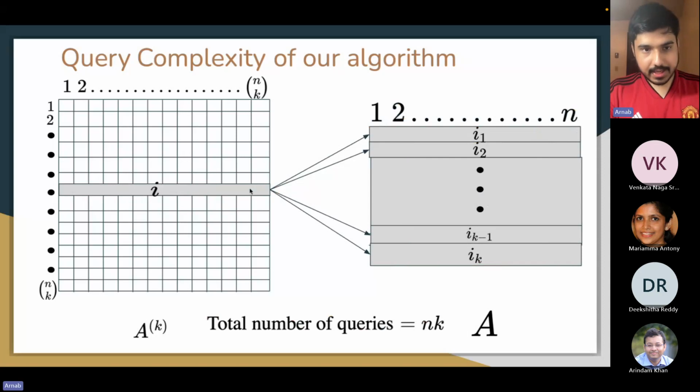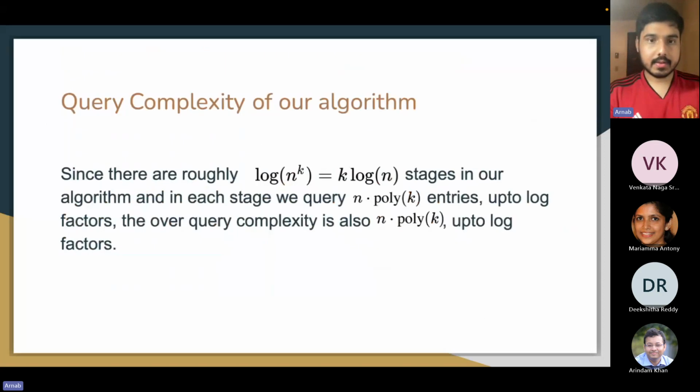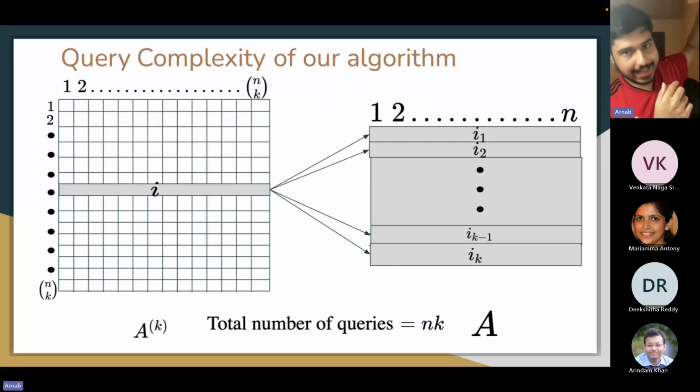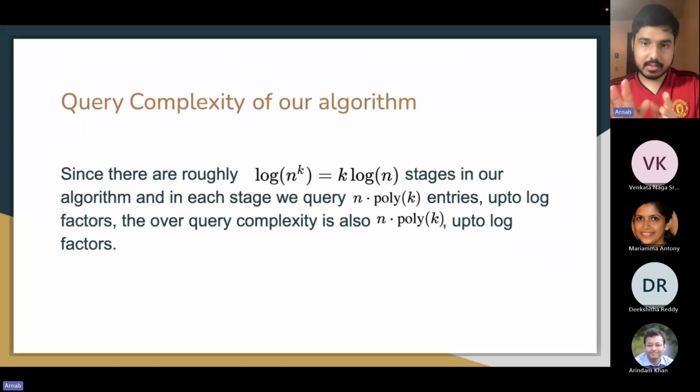So to measure this entire row I, we require n times k. Similarly, in our entire algorithm, we were only measuring contiguous elements in a row and contiguous elements in a column. That's the only operation we did, and the number of times we did it was a logarithmic number of stages, here log n to the power k, which is like k log n. So at the end, when you do all the calculations, it just turns out to be n times poly k. There won't be any huge blow-ups.